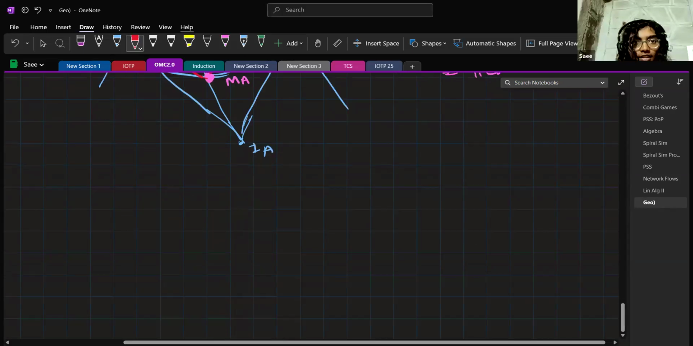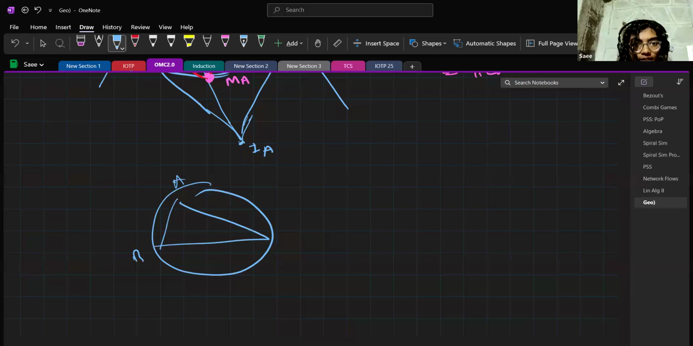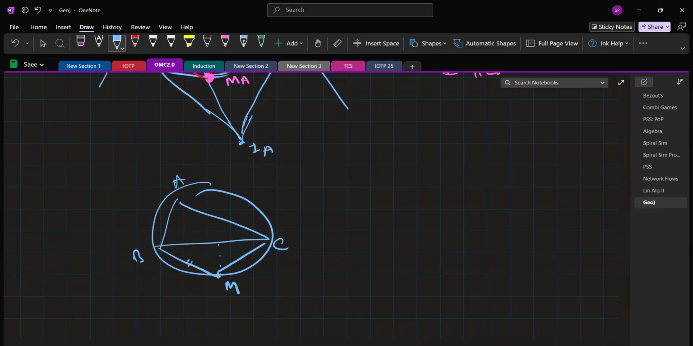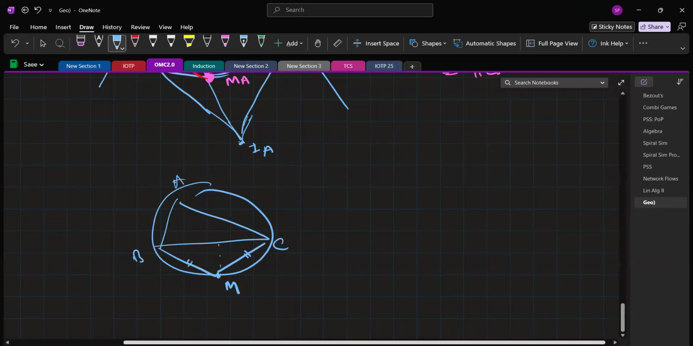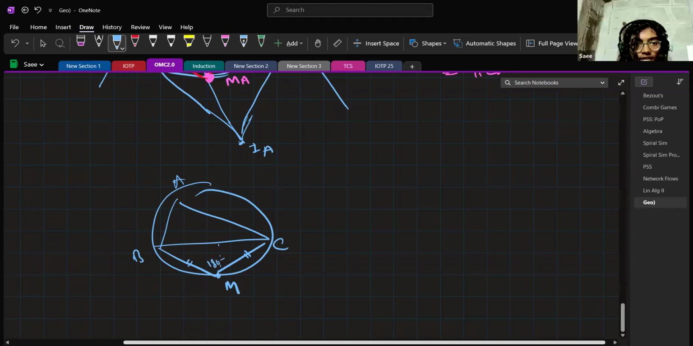Okay. Then, no, let me make a new figure because we're considering some new points. So let's say this point is M. Then BMC is equal to 180 minus A. BMC is 180 minus A. Yes.